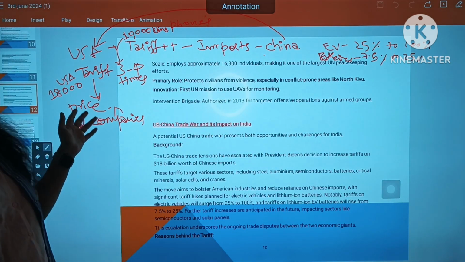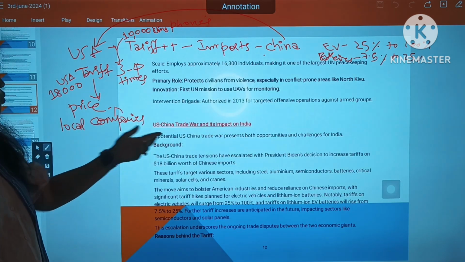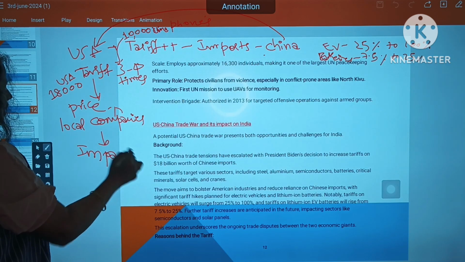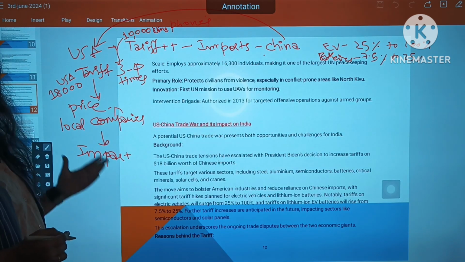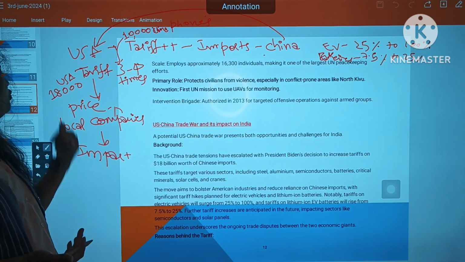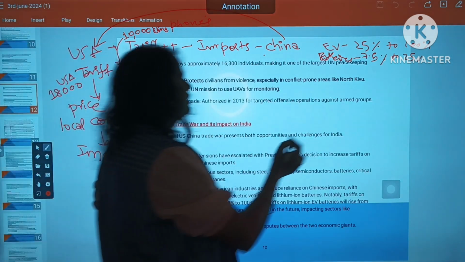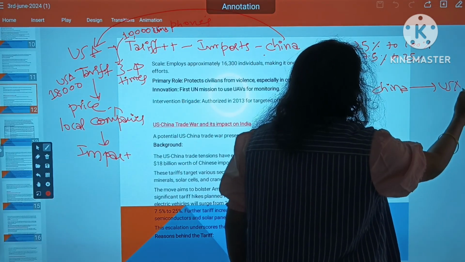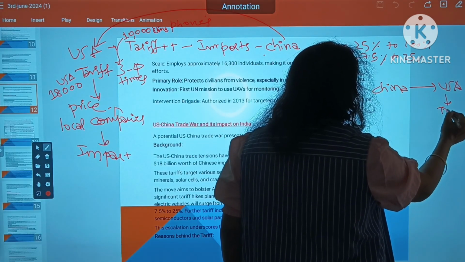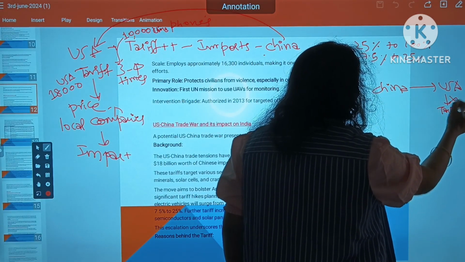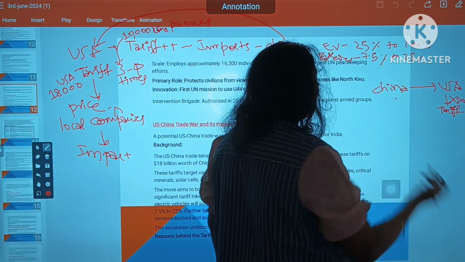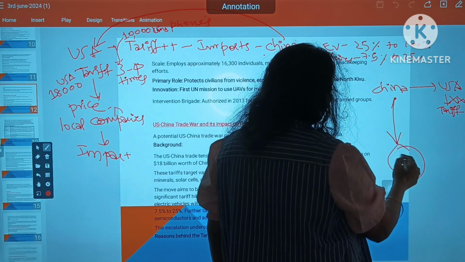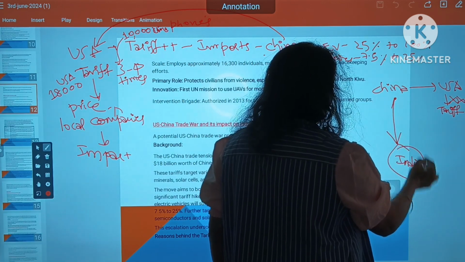So what is the problem with this for India? How does it impact India? If Chinese products are not going into the USA, China still wants to send its goods somewhere. The US increased the tariff and is not allowing Chinese goods. So what will China do? It will send many products here. It will make India a dumping ground for Chinese products.